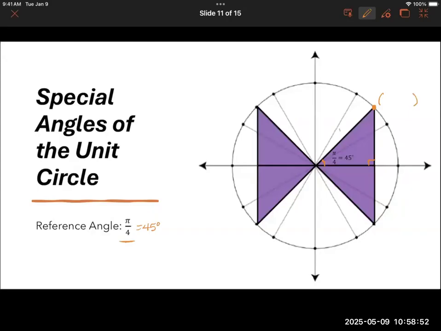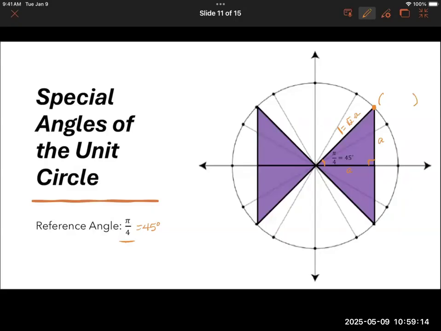Well, we know that the hypotenuse is 1. That's the radius of our circle. That's what a unit circle is. So we know that, and we know the relationship is that each leg will be an A, and the hypotenuse will be root 2 times that A.